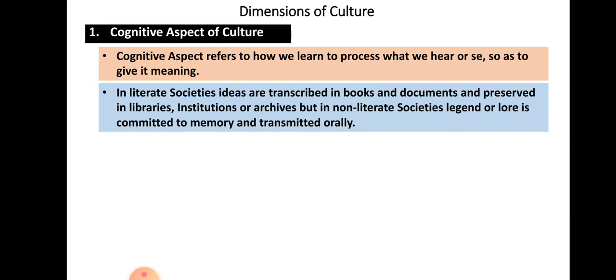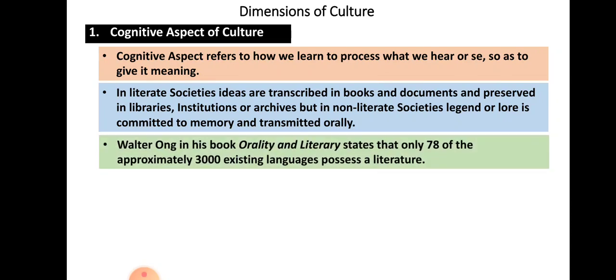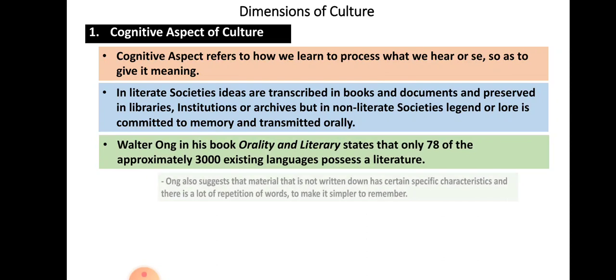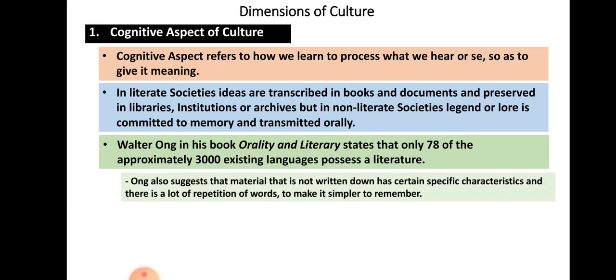Walter Ong in his book Orality and Literacy states that only 78 of the approximately 3000 existing languages possess a literature. Ong also suggests that material that is not written down has certain specific characteristics, and there is a lot of repetition of words to make it simpler and easier to remember, as we remember the words which are repeatedly heard.